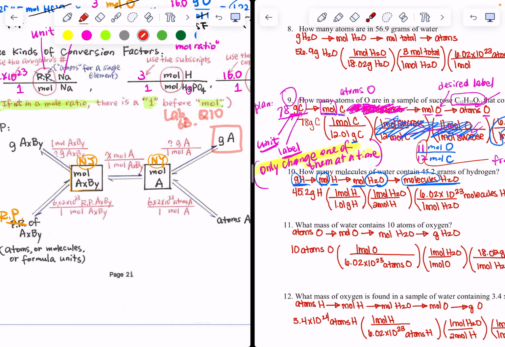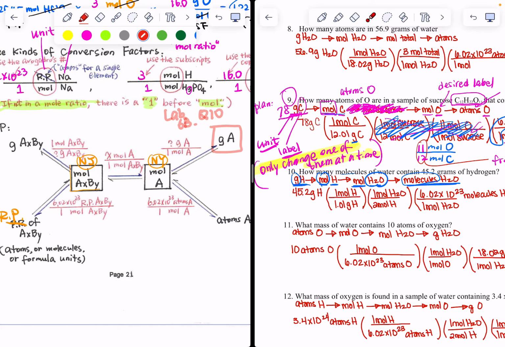So I have gram A. A means a single element. Now, what is my desired unit and label? It's molecules of water. So could you decide where it is in the map? First of all, it's water. That means we need to go to New Jersey, right? New York is all for the elements, single elements.